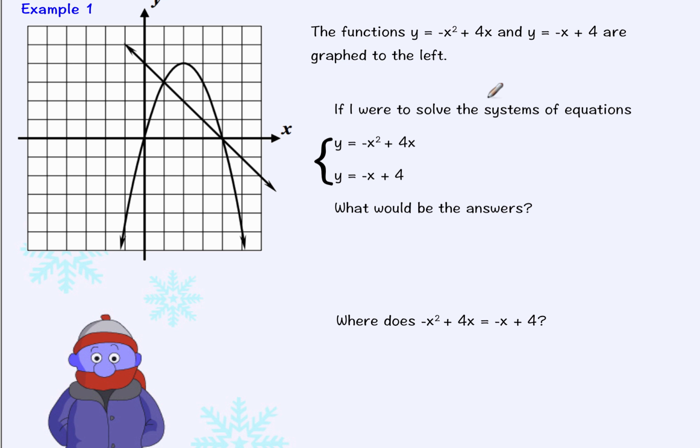All right, example 1. The functions y equals negative x squared plus 4x and y equals negative x plus 4 are graphed to the left. Hopefully now you can pick them out. Obviously, this one is the straight line. This is the parabola, and what gives it away is that lovely exponent there, so we know it's going to curve. If we were to solve the system of equations, what would our answers be?